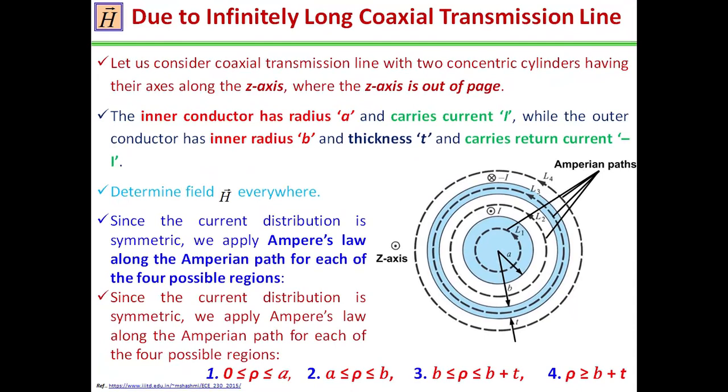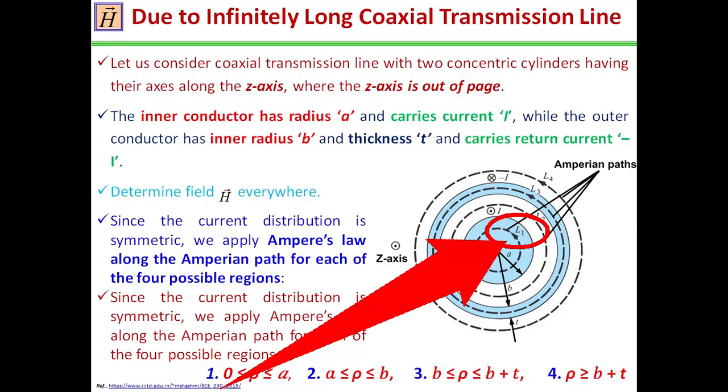Now we have to determine the magnetic field H everywhere, assuming that the current is uniformly distributed in both the conductors. Since the current distribution is symmetrical, we apply Ampere's law along the Amperean path for each of the four possible regions. The first region is rho varying from 0 to a, where rho is the radius of the Amperean path, and this path is known as L1.